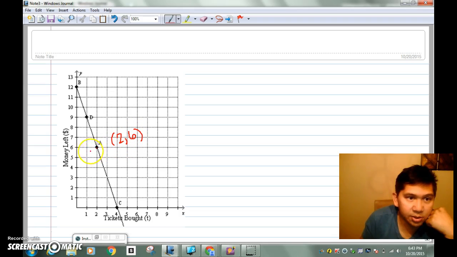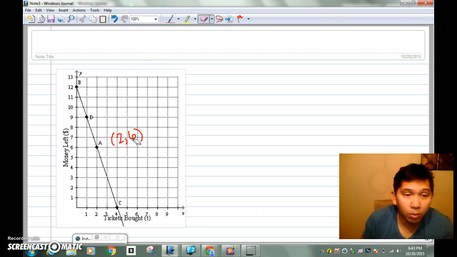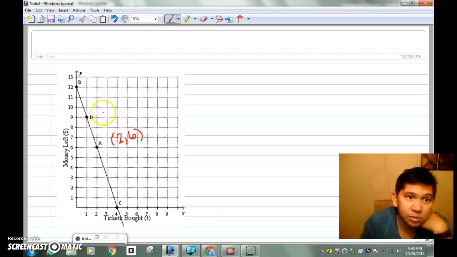And 6, what does 6 represent? Your money that is left. So you have money that's been left in your wallet. So now let's talk about that real quickly. You have 2 tickets bought and $6 left. What does that mean? That means that if you buy 2 tickets, you'd have $6 left. That's what that means.